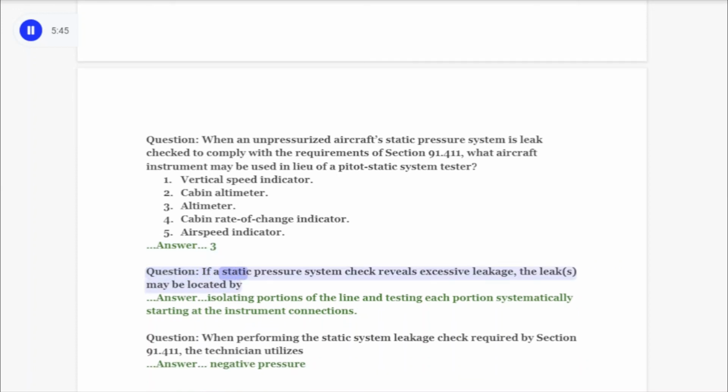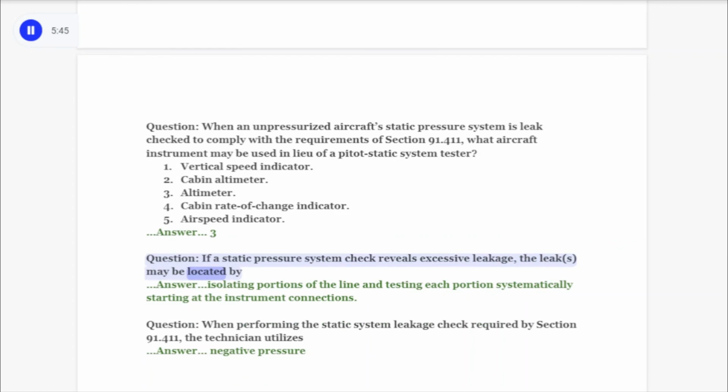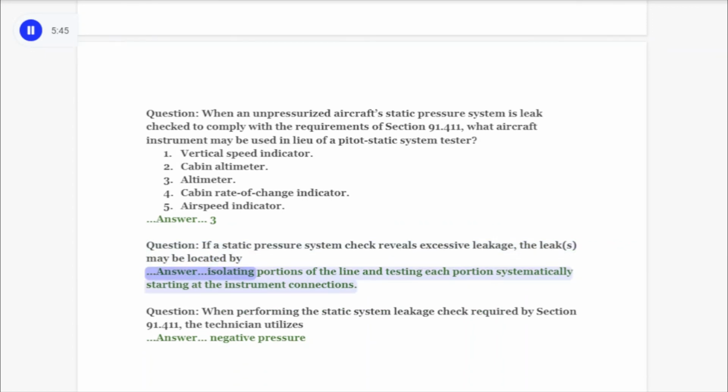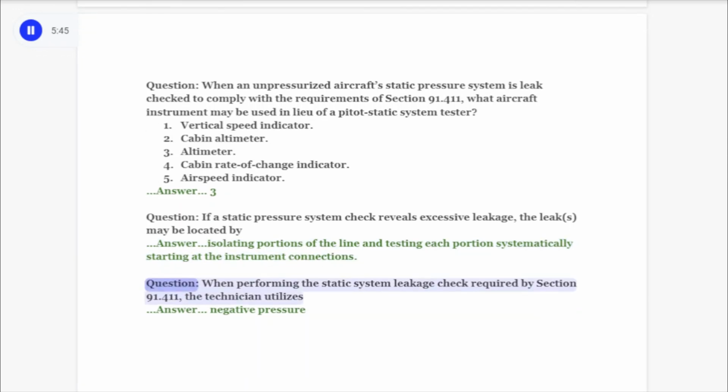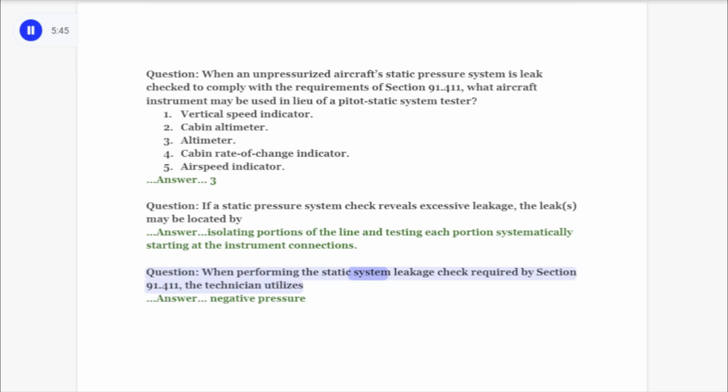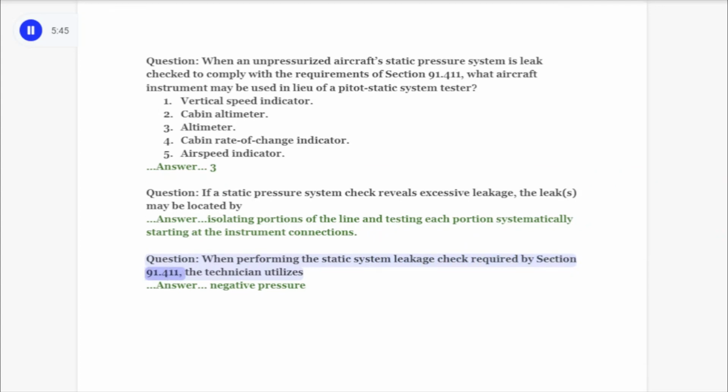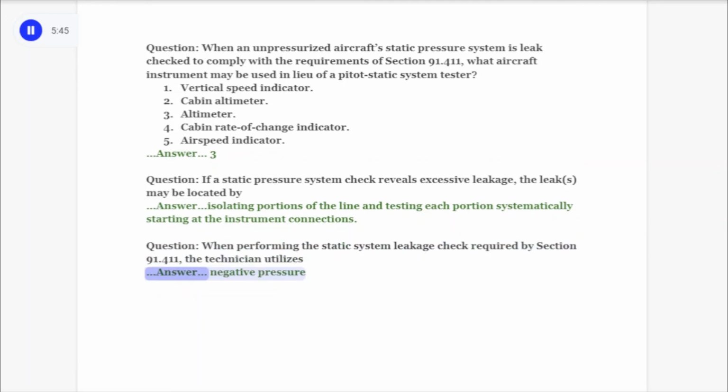Question: if a static pressure system check reveals excessive leakage, the leaks may be located by. Answer: isolating portions of the line and testing each portion systematically starting at the instrument connections. Question: when performing the static system leakage check required by Section 91.411, the technician utilizes. Answer: negative pressure.